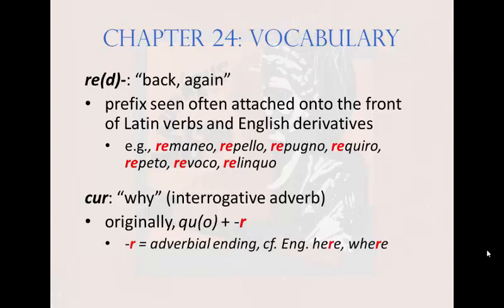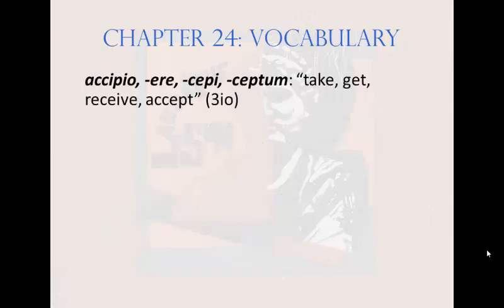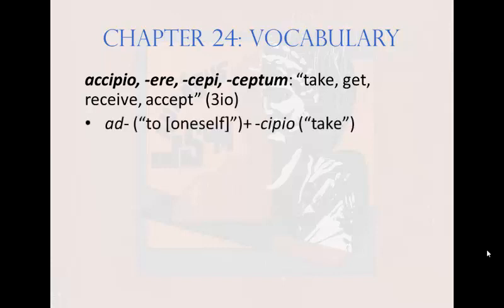Next on this vocabulary list follows a series of verbs, the first of which is accipio, accipere, accepi, acceptum, meaning take, get, receive, or accept. It belongs to the third IO conjugation. This is clearly a compound formed by adding ad, meaning to or to oneself, to cipio, the vowel-gradated form of capio, meaning literally to take for oneself. The prefix ad really only intensifies the basic sense of capio.